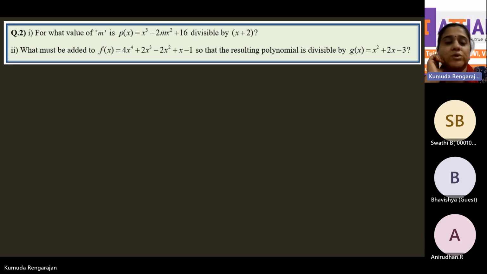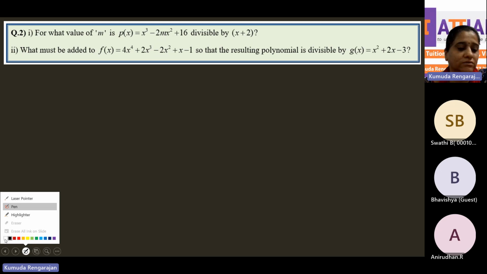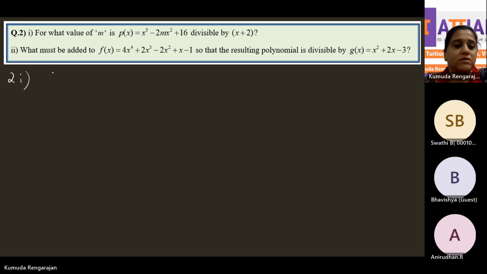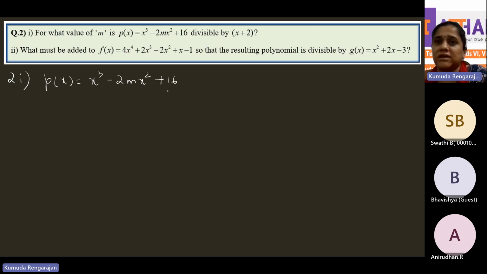Okay. So the question is, for what value of m is p of x, which is given there, divisible by x plus 2? For what value of m is the given polynomial divisible by x plus 2? So we'll understand the question better. We are given that p of x is equal to x cubed minus 2mx squared plus 16. So this is like the dividend. And the divisor is x plus 2. Now the question is, what should be the value of this m?